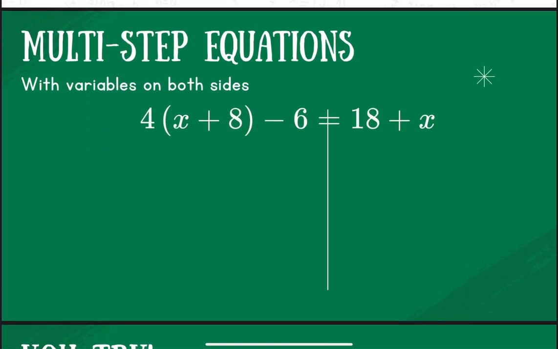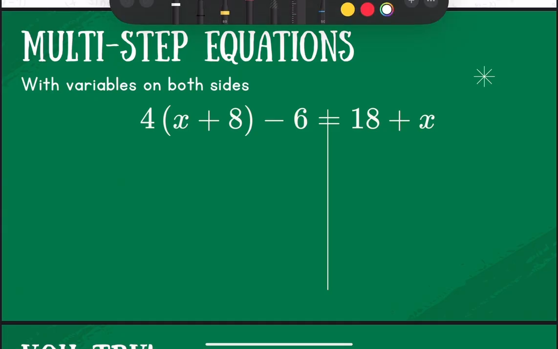Looking at this problem, the first thing that we want to do is to do what we know. And I know that looking at these parentheses, I'm going to distribute. So let's start by distributing 4 to x and 4 to 8. And that's going to give me 4x plus 32 minus 6 is equal to 18 plus x.